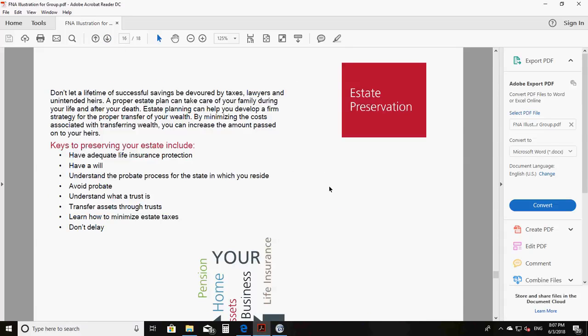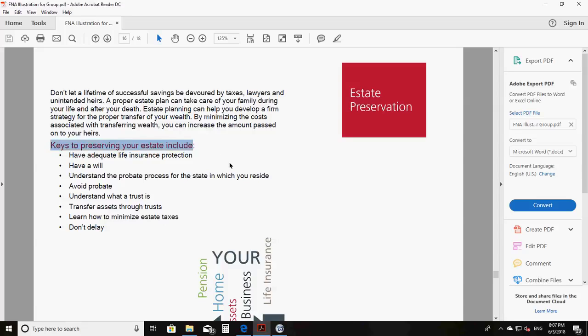Estate preservation. Remember, we talked about this early. We don't want to let a lifetime of successful savings be devoured by taxes, attorneys, and unintended heirs. That's where a proper estate plan can take care of our family during our life as well as after our death. Estate planning can help you develop a firm strategy for the proper transfer of your wealth. By minimizing the costs associated with that transfer, you can increase the amount passed down to your heirs.